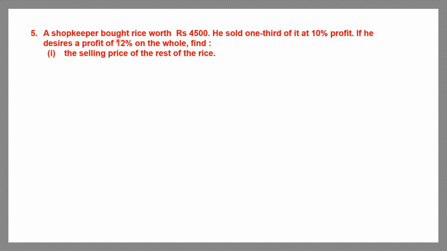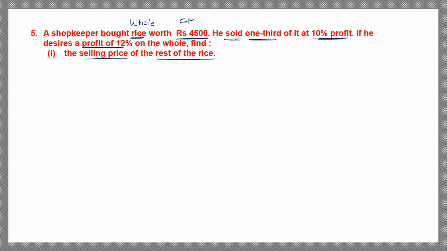A shopkeeper bought rice worth so much. That means this is the cost price. This is the cost price of the whole rice. Okay, whole. It's not broken into one third or two thirds. It's a whole rice. The whole thing he has bought for 4,500 rupees. So that is the cost price. Now he sold one third of it at 10% profit. Now he desires a profit of 12%. He wants a profit of 12% and we have to find the selling price of the rest of the rice.